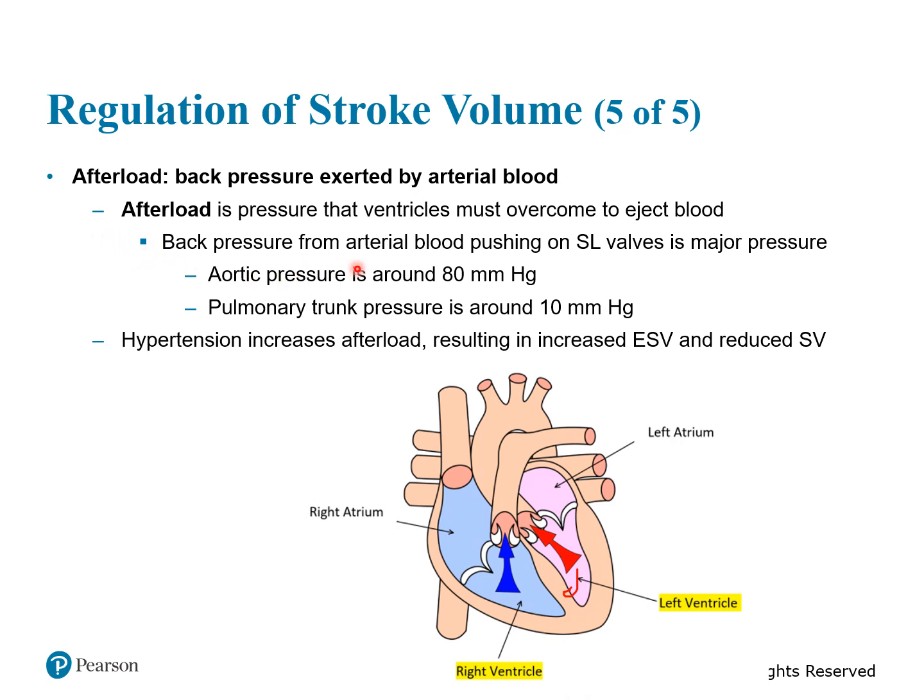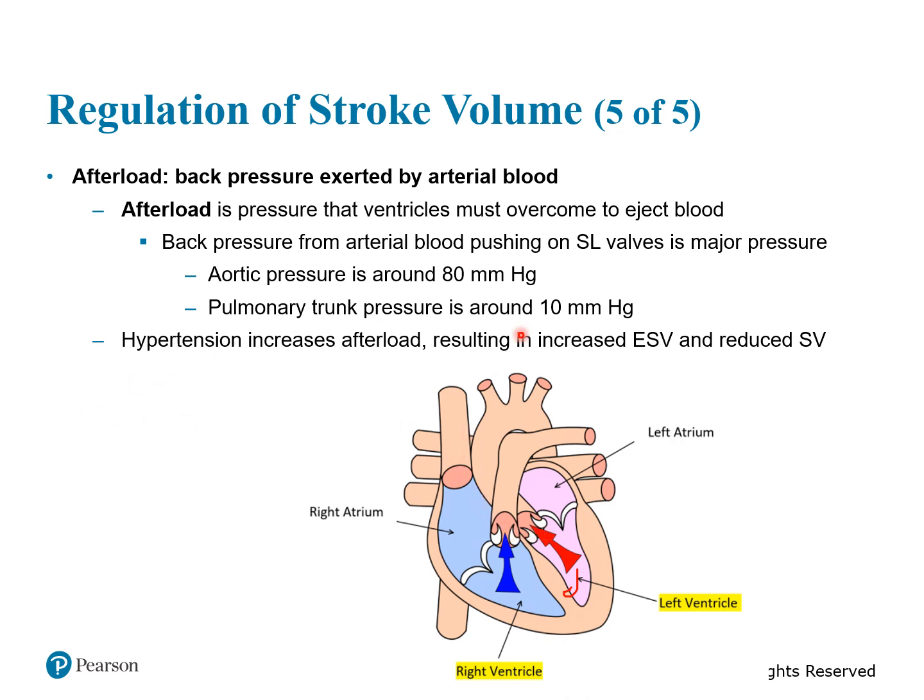Back pressure from arterial blood pushing on the semilunar valves is the major pressure. Okay? And in the aorta, it is around 80 millimeters of mercury. In the pulmonary trunk, it is 10 millimeters of mercury. And hypertension increases the afterload. How? Because when there is hypertension, there is increased blood pressure in the aorta, and now the ventricle has to push against higher pressures.